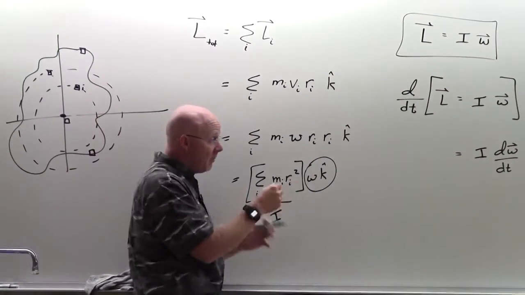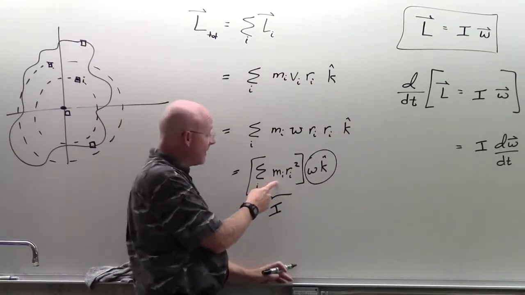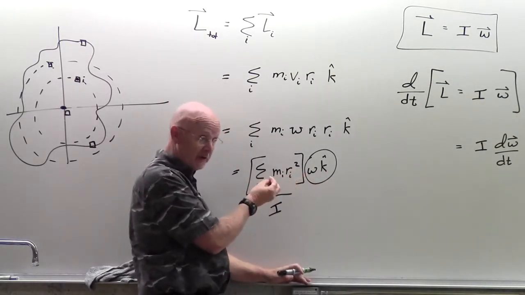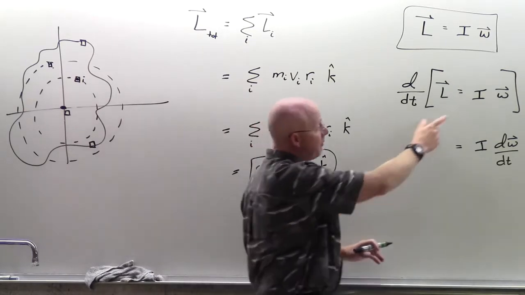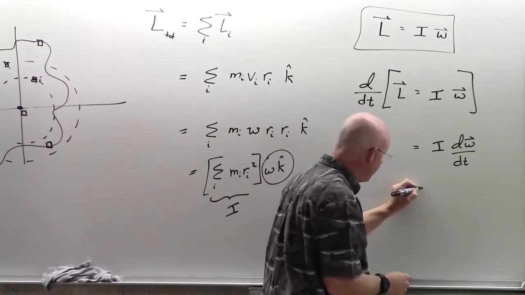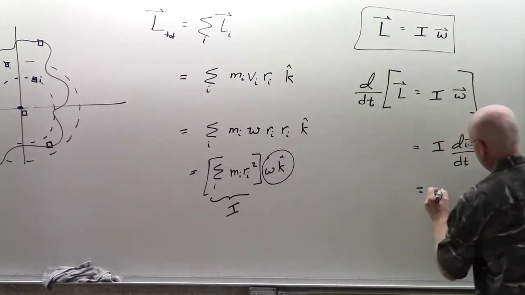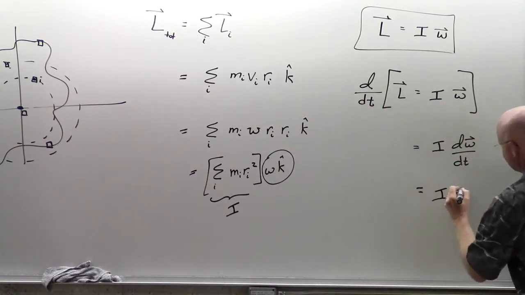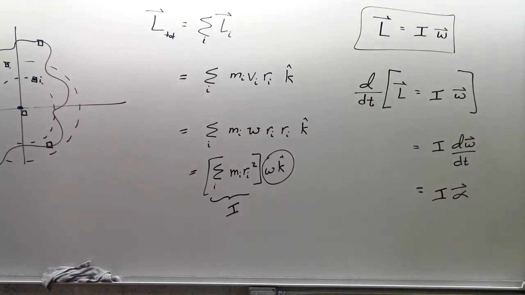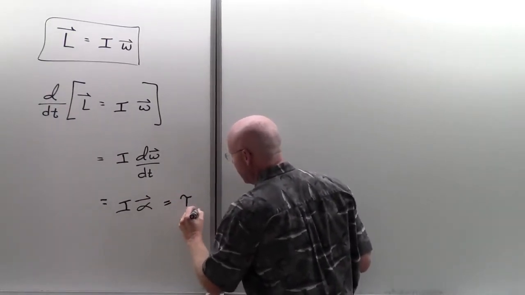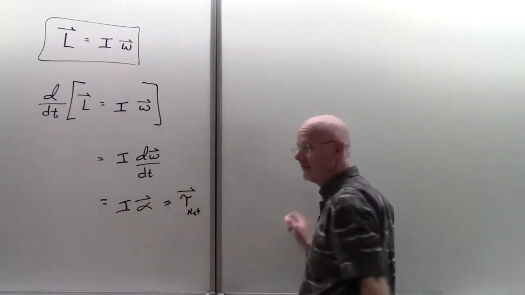And so the moment of inertia is made up of the mass of the object and the distribution of that mass. And so if you add it up, you have a certain value. It's a constant. So I will pull that out in front and take the derivative. And I say that because what do I get here? Right, that's the angular acceleration. Isn't that Newton's second law? Isn't that then equal to the net torque?